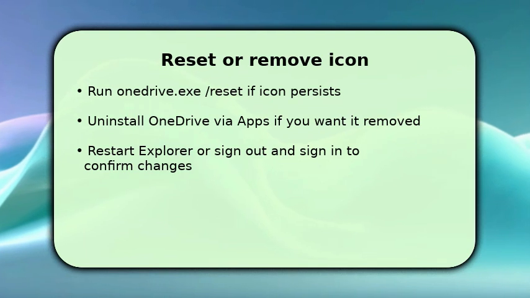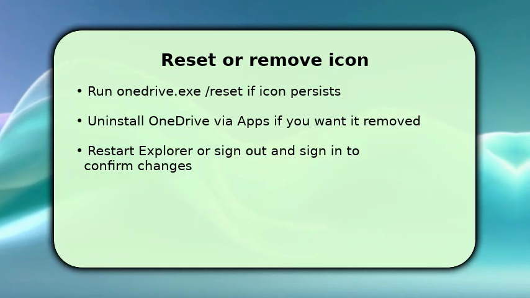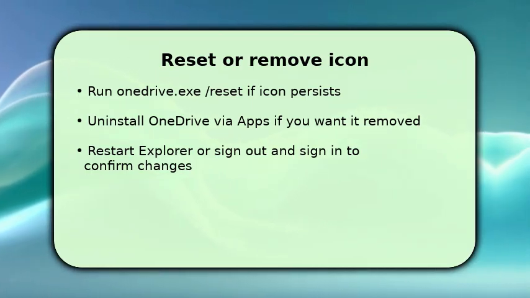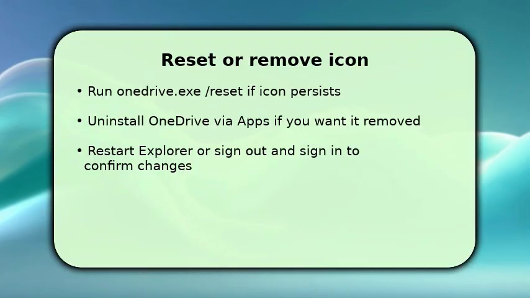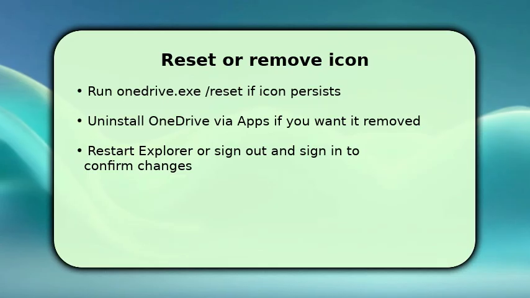Press Windows plus R and run OneDrive.exe /reset. This restarts OneDrive without changing your settings. If you prefer removing the app entirely, uninstall OneDrive from Settings, Apps and Features. Make sure to restart Explorer or sign out and back in to apply taskbar changes.